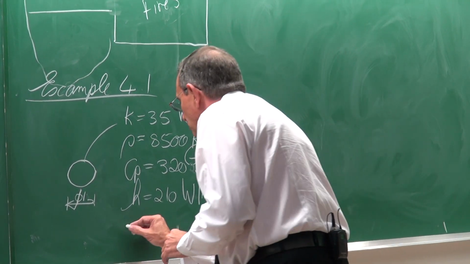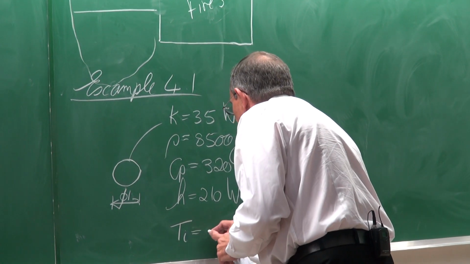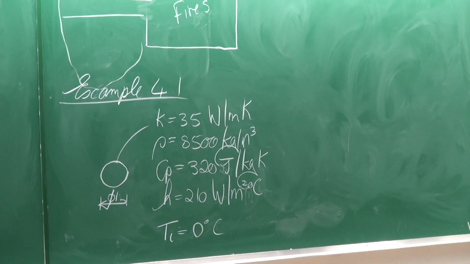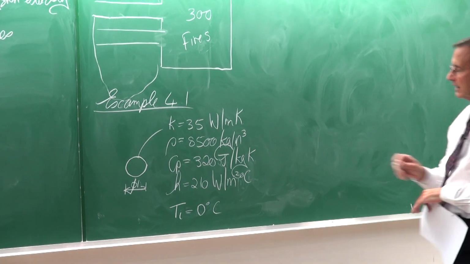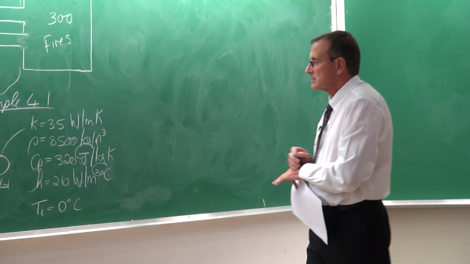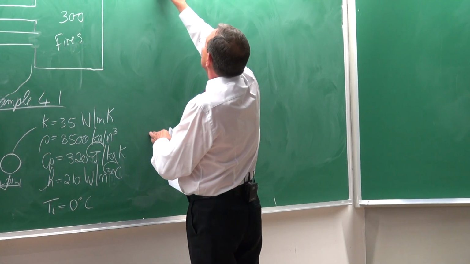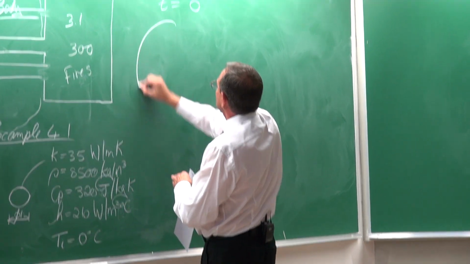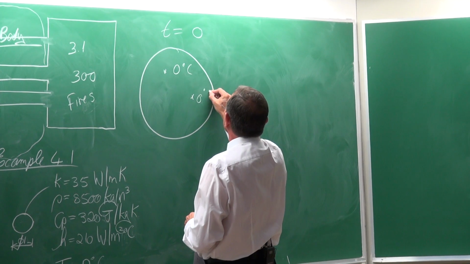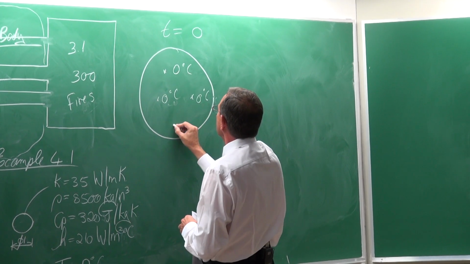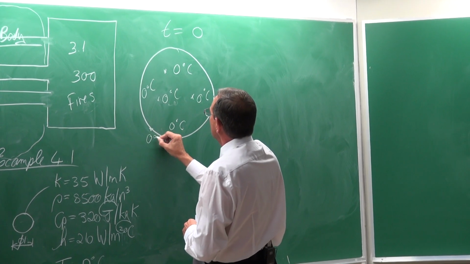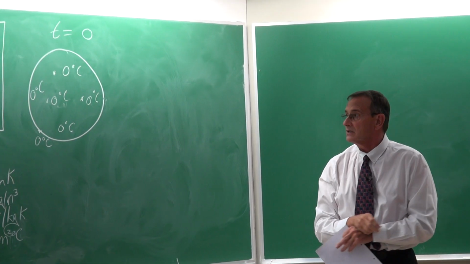The initial temperature of this thermocouple is, let's suppose it's in the fridge or the freezer, at 0 degrees Celsius. It's 0 degrees Celsius everywhere inside this thermocouple junction. So at t equal to 0, doesn't matter where you measure it, the temperature is going to be 0 everywhere, and also here on the surface, the temperature is 0 degrees Celsius.